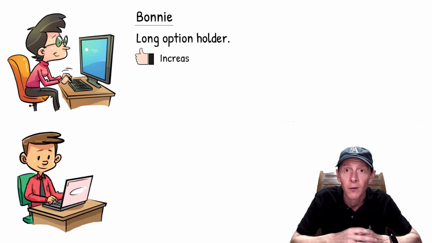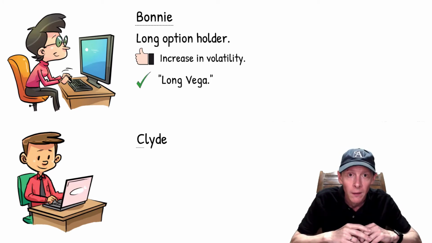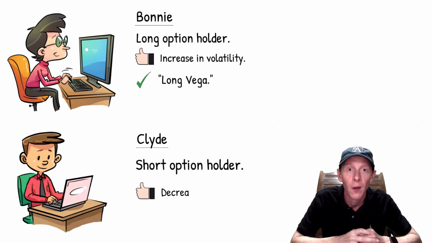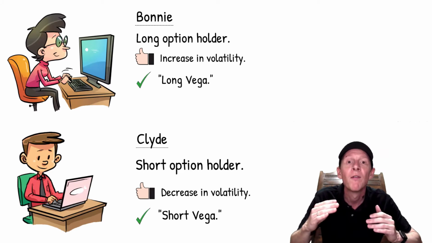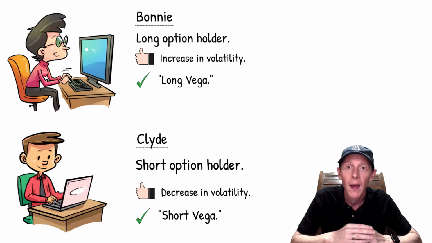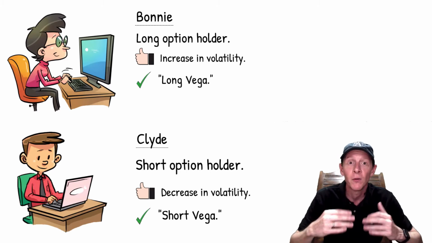So, from the previous slide then, since option prices increase when implied volatility rises, long option holders benefit from an increase in volatility and are said to be long Vega. Bonnie is our long option holder. Clyde, on the other hand, is a short option holder and has sold to open his position. This means falling or decreasing volatility helps Clyde's position, and he's said to be short Vega.